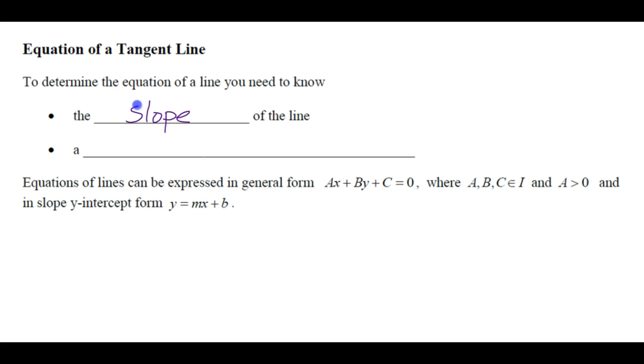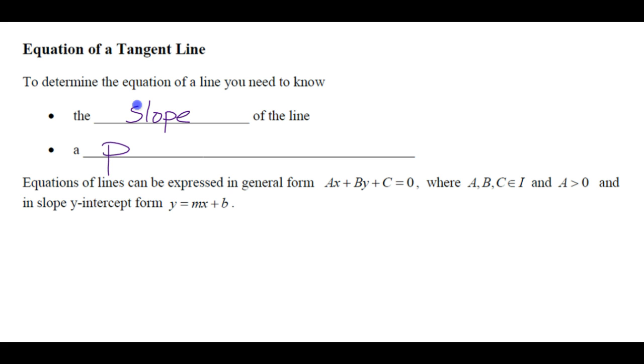So if you have 2 points, you can calculate the slope. If they give you the slope, you've got the slope. And what else do you need? You need the slope, and you need an intercept. Well, yeah, that's a particular example of the thing that you need. You just need a point. You just need any point.